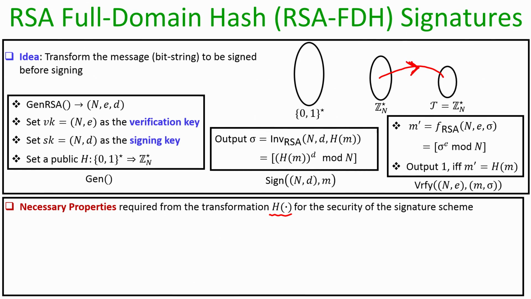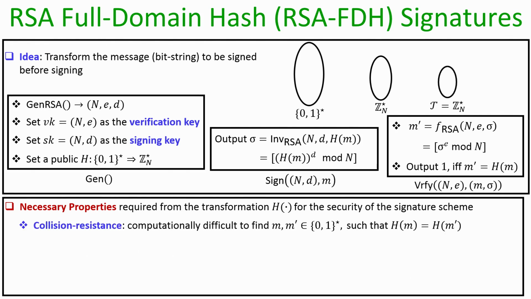However, it turns out that if we make some suitable assumptions for this underlying transformation function, then this overall way of hashing the message first and then signing as per the plain RSA signature gives us an overall secure signature scheme. So, let us discuss what exactly are the security properties that we require from the transformation function. The list of the necessary properties is as follows.